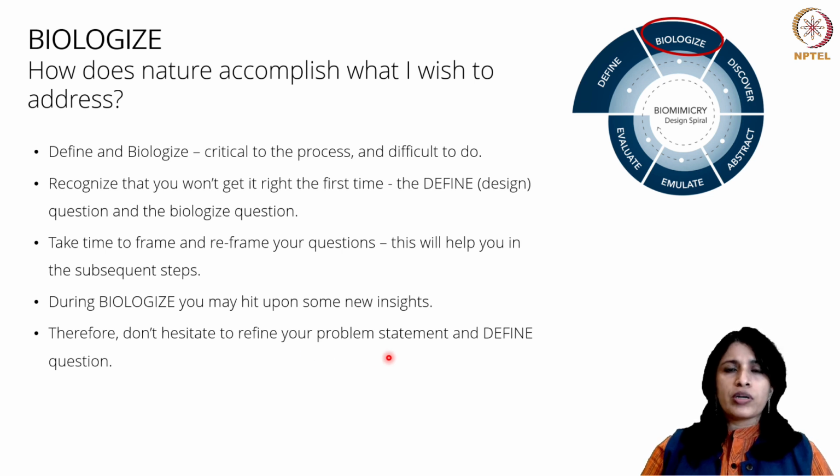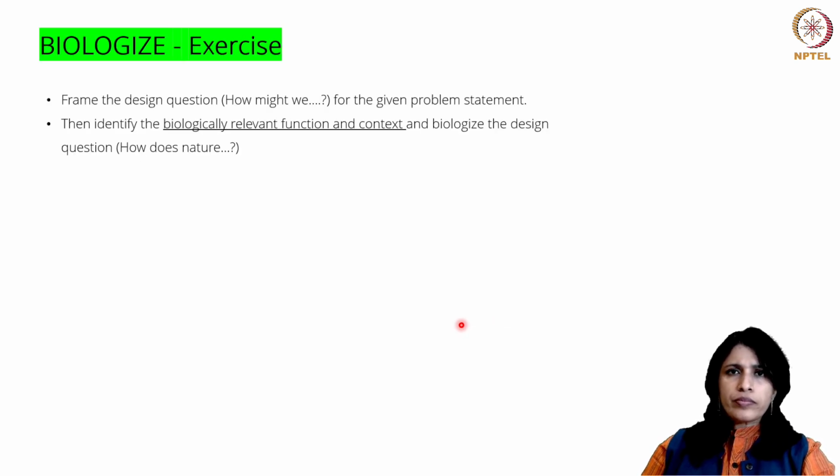Refine your problem statement and define question in case you find that you're getting stuck and you're not able to find a function properly in your biologize step. Just try it a few times and you'll surely hit upon something that you can take to the subsequent steps. So that is biologize for you. You've looked at a couple of examples on how to do this, and the best way to understand this better would be to practice it. Therefore, we are going to suggest that you practice it using an example that I give you right here.